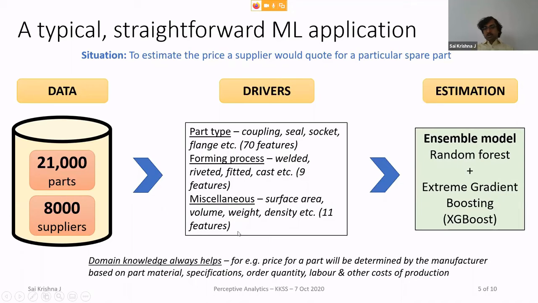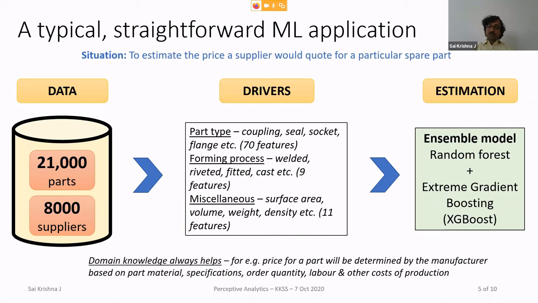So why do we use all these features? This is why I'm saying domain knowledge always helps. The price for a part will be determined by the manufacturer based on part material specifications, order quantity, labor, other costs of production, like that. So for example, part material, right? It might be cast iron, it might be mild steel, it might be aluminium. If it's aluminium, it's lightweight, which means it is more expensive.